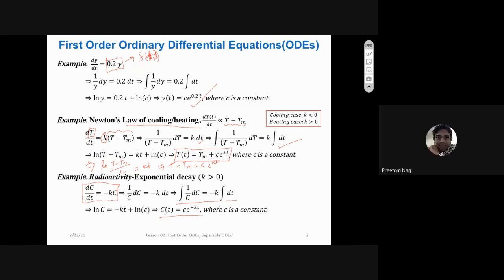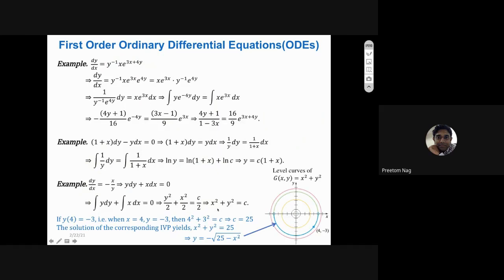Okay, so now coming to the problems. This problem is a little bit standard. Okay, I have to update it. I mean, standard problems. So, for example, if you look here, dy by dx is given by y to the power minus 1 into x into the power 3x plus y. So this problem is not as easy as the previous one. Okay, so what will be the solution?